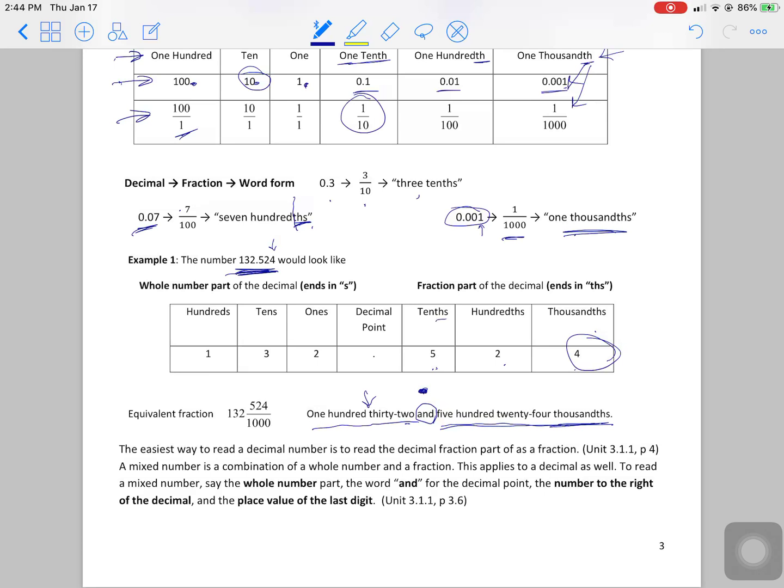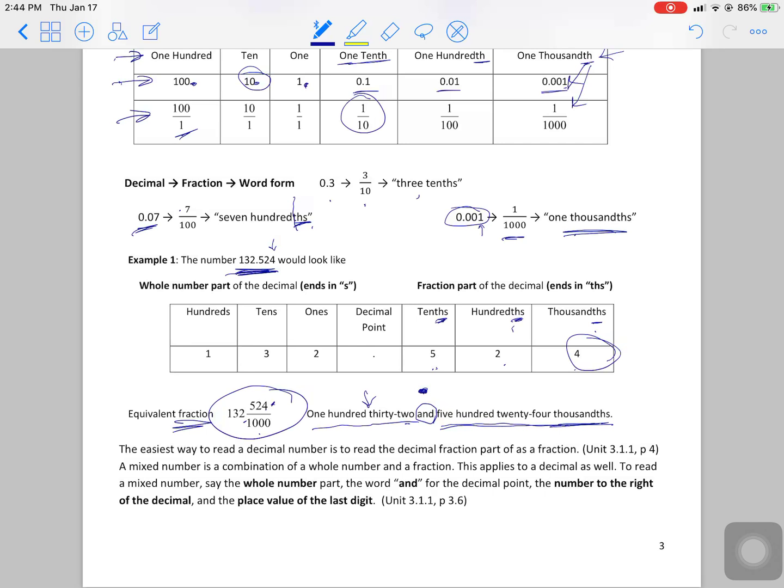So the fractional parts, tenths place, hundredths place, thousandths place, are what you refer to when rounding to the decimal parts at the end. If you were told to round to the tens place or the hundreds place, it would just be 100 or 130. So this is the fractional equivalent right here. 132 and 524 thousandths. That's how you say that.